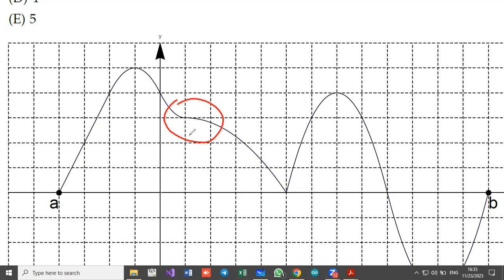I would go with 4, but 5 could also be the correct answer. Okay, let me suggest the solution. If we have this exercise, 4 and 5 will both be considered correct answers.